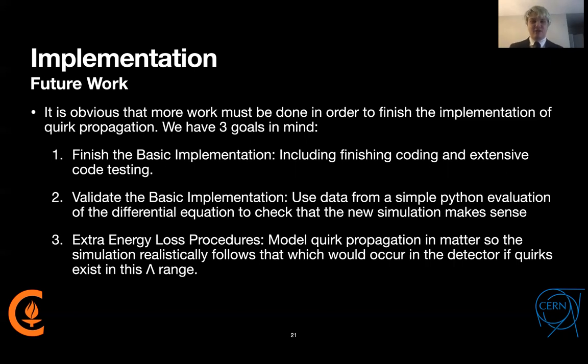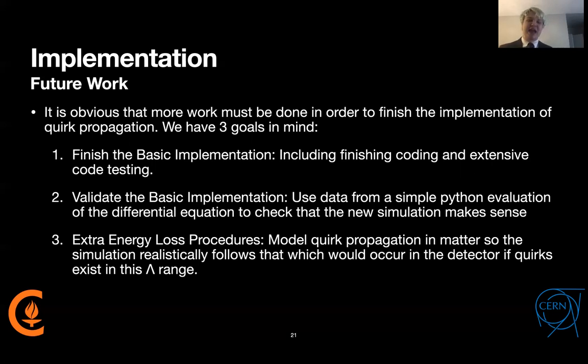So at the beginning of our summer, we did a simple Python evaluation of the differential equation in a very bare bones way to create hits to see that the new simulation makes sense. So if we compare our results in Geant4, we can then compare it with this Python evaluation and check that our new simulation is correct.